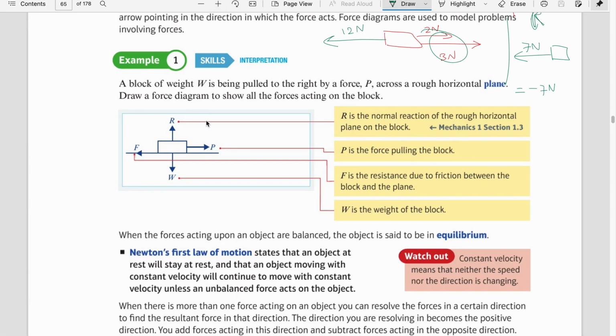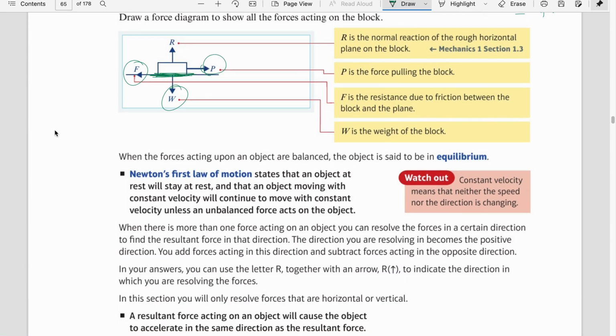So, a worked example as shown: W is the weight, F is the friction in this case, P is the pulling force, and R is the normal contact force on the object by the surface. For example, if I place a book on the table, this is the book and the weight of the book, let me say it is 6 newtons. So the normal contact force upwards would be 6 newtons as it is in equilibrium. So upward equals downward and left equals right.